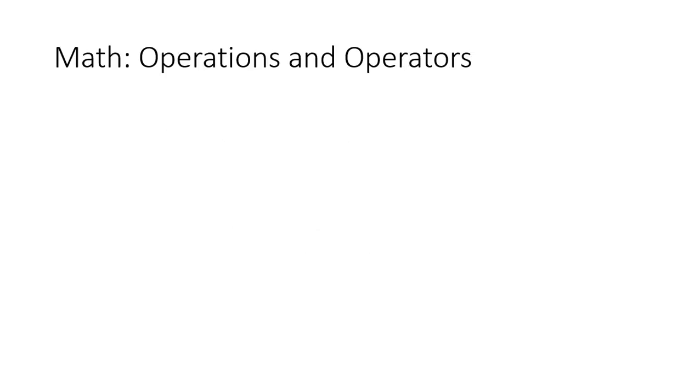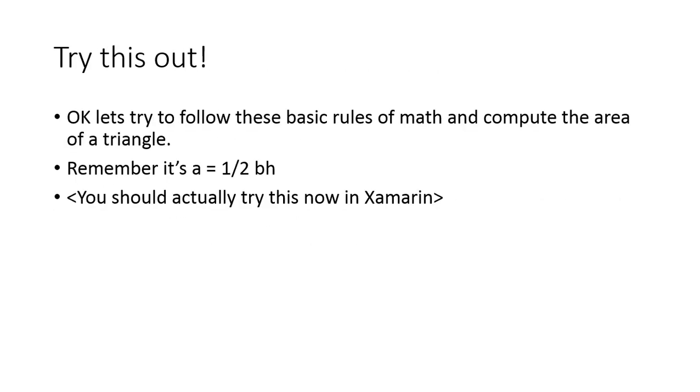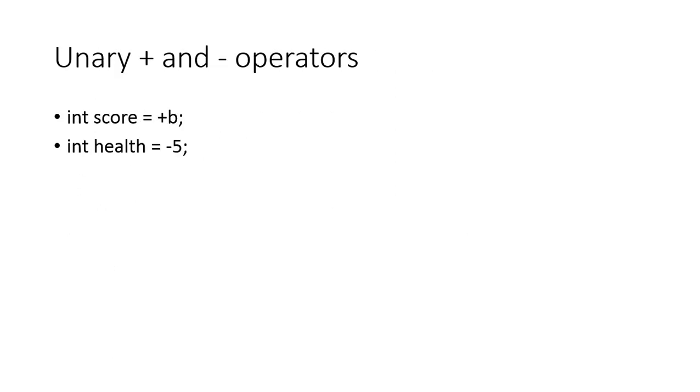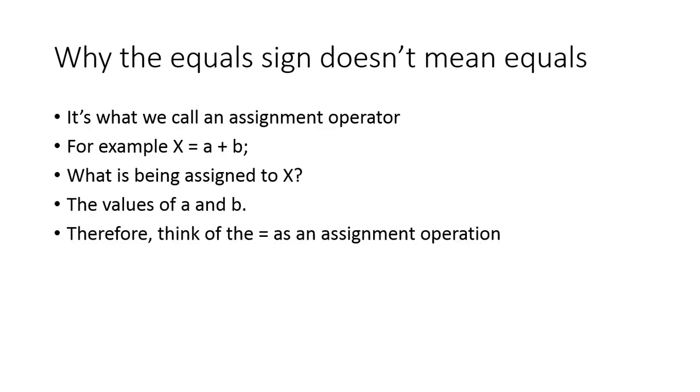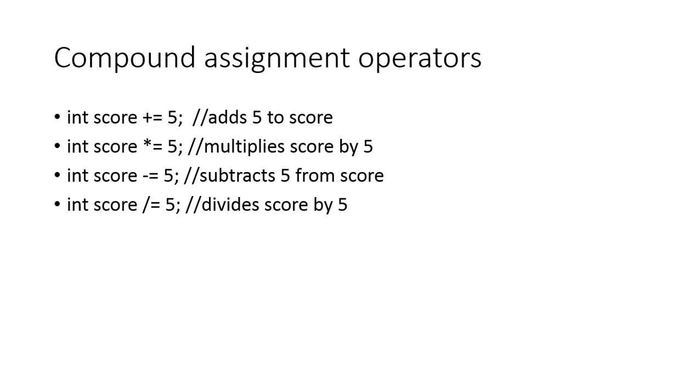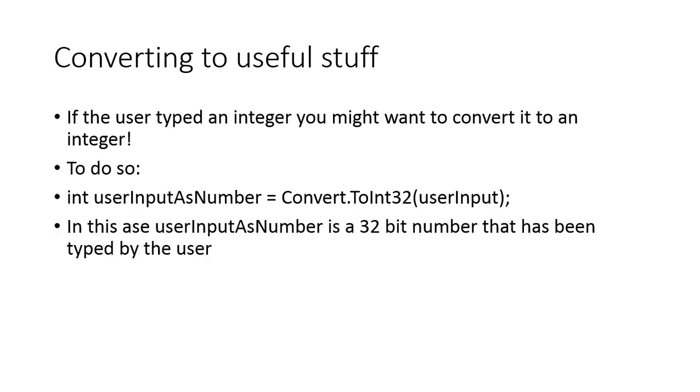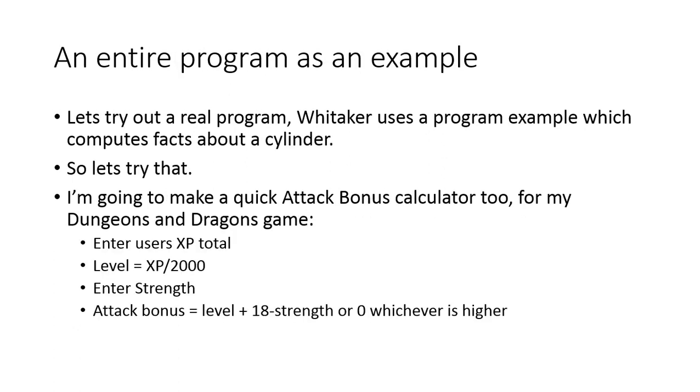So last time we talked about basic operations and operators: multiplication, divide, etc. We tried out computation for area of a triangle, and we tried out modulus operators, plus and minus operators. Those are unary operators, remember. We tried out compound assignment operators. Then we went on to input. We did some with Console.ReadLine. And remember, you can use the Convert class to convert this to integers or to floats or whatever you want to convert it to.